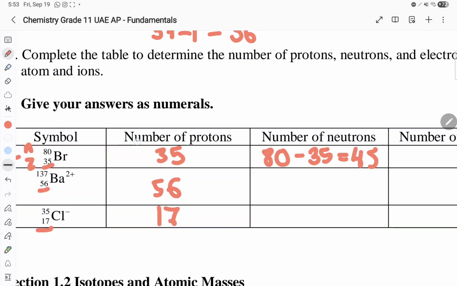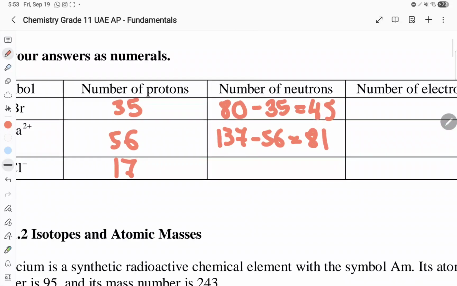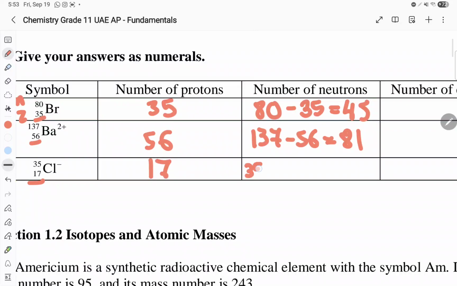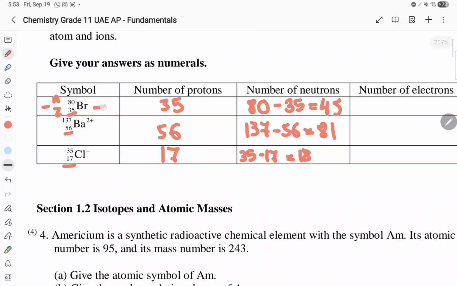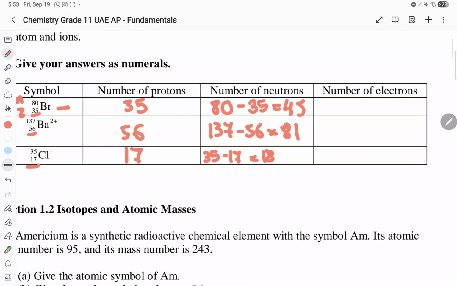And here it's 137 minus 56, which is 81. And here it is 35 minus 17, which is 18. Now the number of electrons in this one, since it's an atom, not an ion, is the same as the number of protons, so 35.